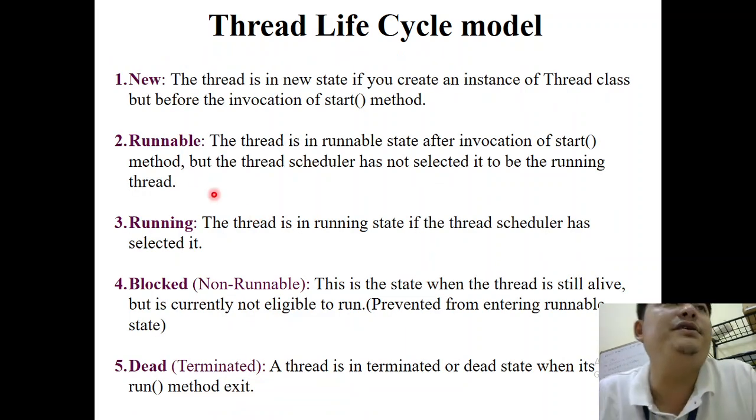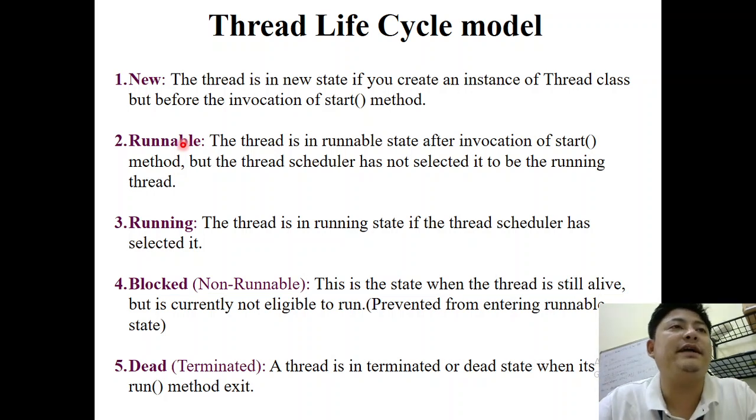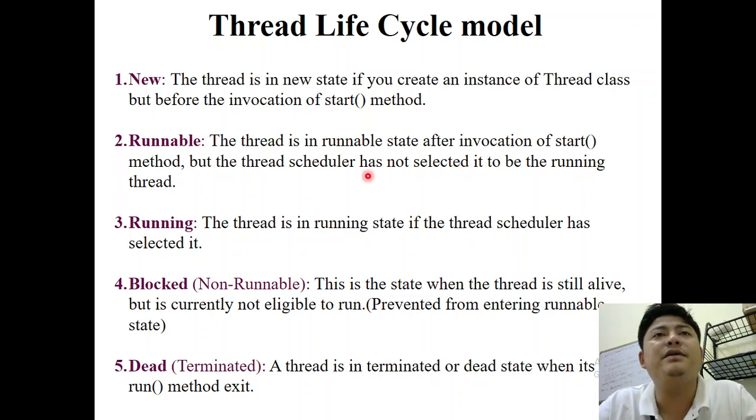Okay, I'll just read it out, because I have not used the technical terms. The thread is in new state if you create an instance, using the new keyword of the thread class, but before an invocation of the start method. Runnable: the thread is in runnable state after the invocation of the start method, but the thread scheduler has not selected it to be in running state, because it might happen that the CPU is busy.